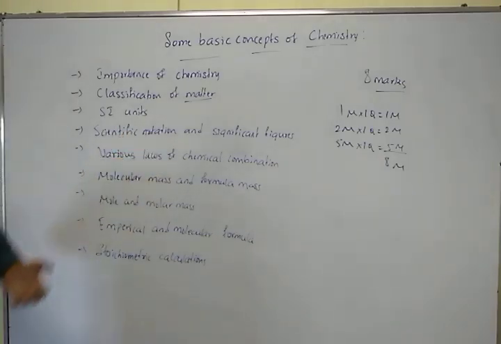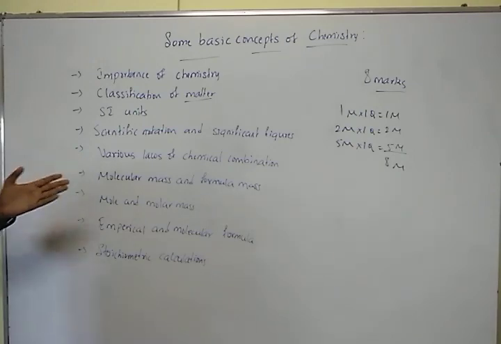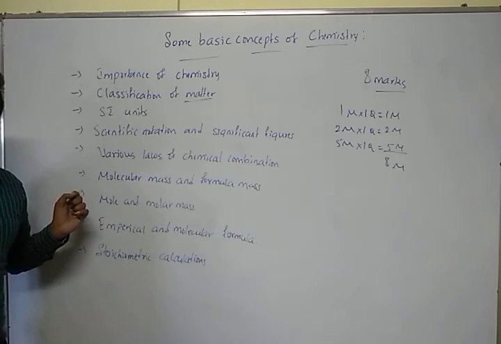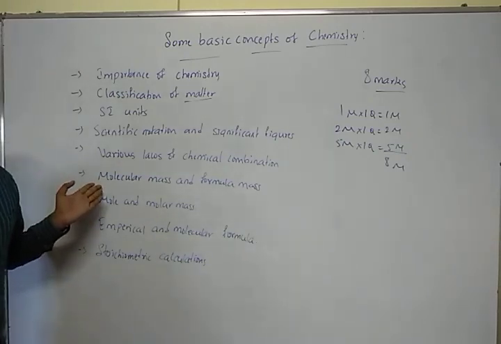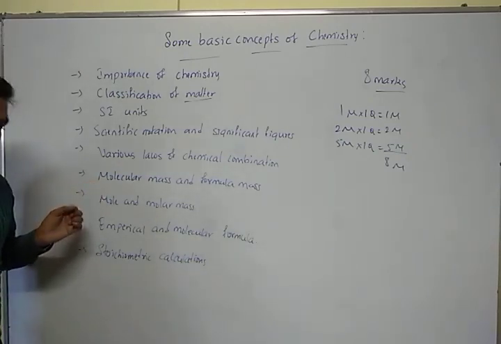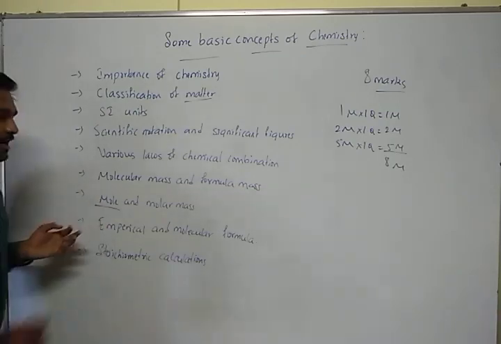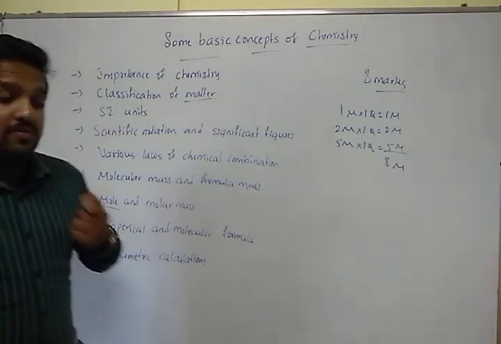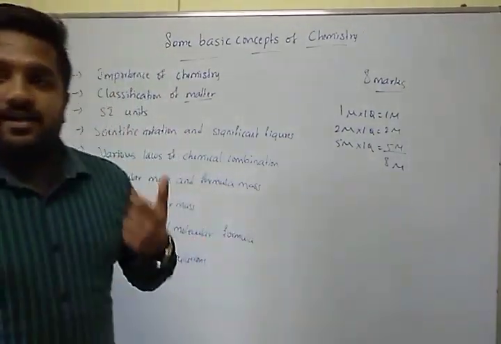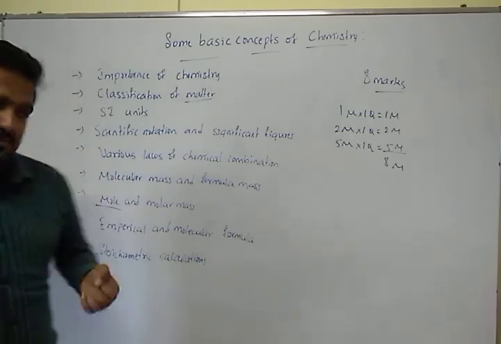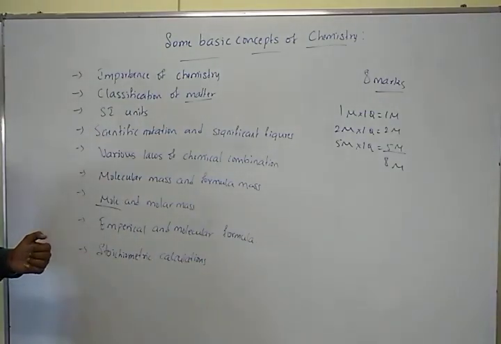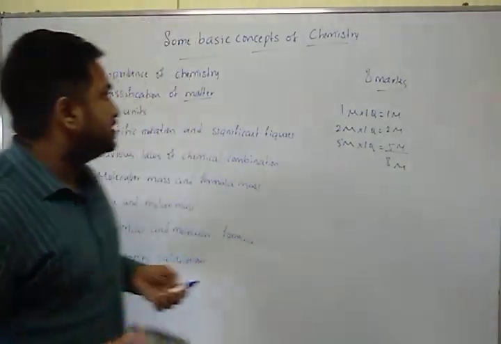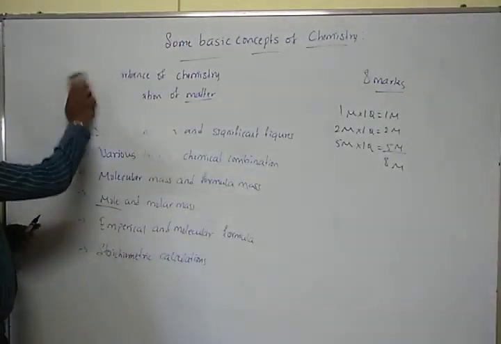Exponential notation, and the significant figures, and it is followed by the various laws of chemical combination and molecular mass. We have some numerical problems in this concept, and it is followed by moles, the concept of mole, it is very important one, and the molar masses, and empirical formula, and how do we write the molecular formula, clear? And we do have some numerical problems in this concept also, and we will end it up with some stoichiometric calculations, clear? So now first let's go for the first one, importance of chemistry.